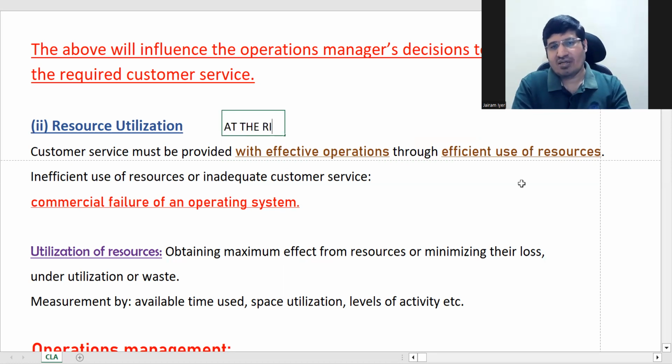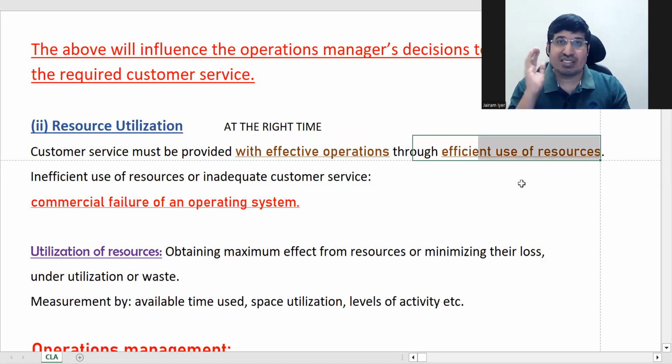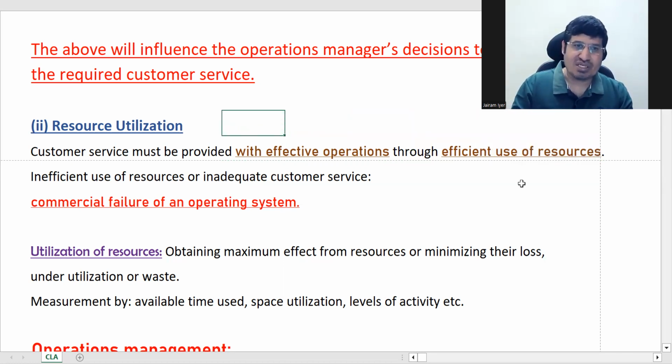Effective means at the right time. Operations should be effective. That is, the customer should get what he wants. The specification, cost and timing that he should get properly. That is your use of resources. You should not exceed your cost also. That is called efficient use of resources.